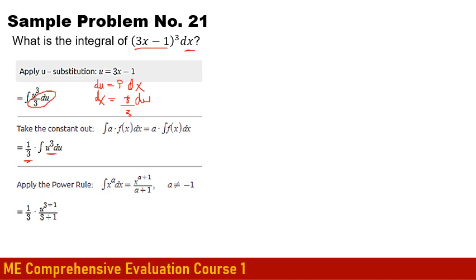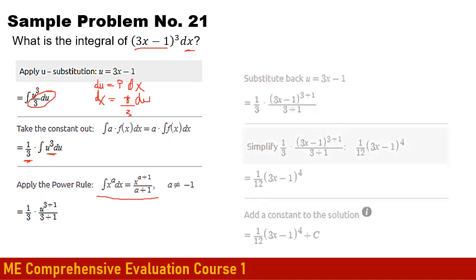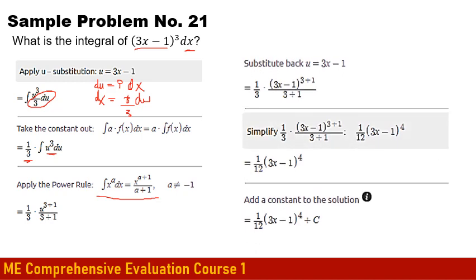Then since we have here a power function, we can use the power rule. In the power rule, for example, of the variable x, we can get the result using this formula. So we just simply add plus 1 to the power: u to the power of 3 plus 1 over 3 plus 1. And then we substitute back the value of u, since our result should be in terms of x, where u is equal to 3x minus 1 from the beginning. Then we will simplify, and once you're done with simplification, we will obtain 1 over 12 (3x minus 1) to the power of 4 plus c.